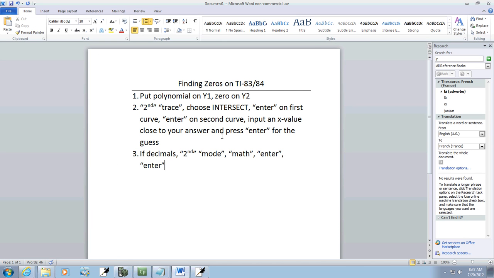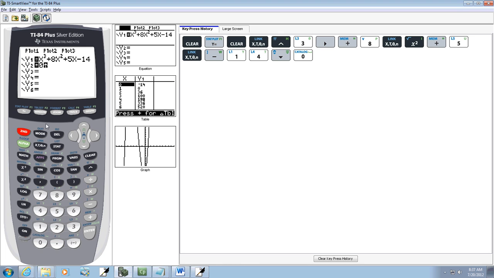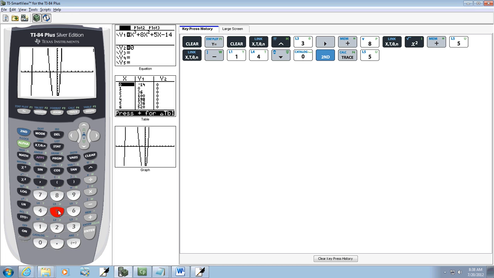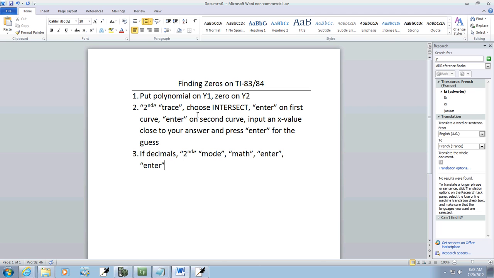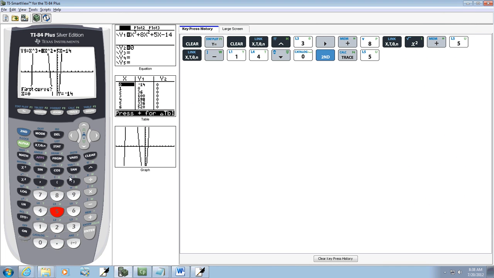There it is. Then it says do a second trace, so I'll press my second button and my trace, and I want to choose intersect. Now I can down arrow to the intersect and press enter on it, or I can type the number that's in front of it. See the 5? So I'll type 5. Now our steps say to enter on the first curve. See in the lower left-hand corner it says first curve. We don't do anything exciting, we just press enter. And then our steps were to enter on second curve. Again, in the lower left-hand corner it says second curve, so I do enter on that.